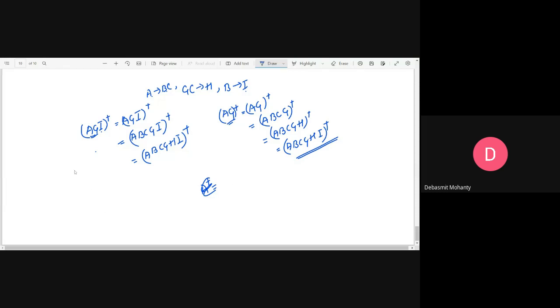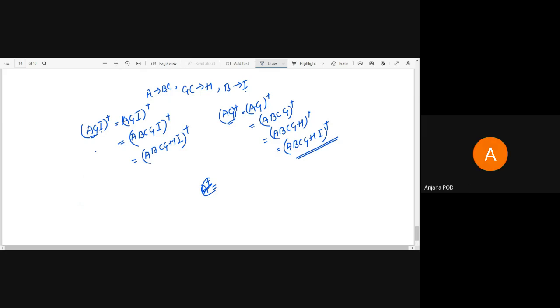All primary keys are candidate keys, and all candidate keys are super keys, but not the other way around. Yeah, what I was suggesting was all primary keys are candidate keys, and all candidate keys are super keys. But the reverse is not true.